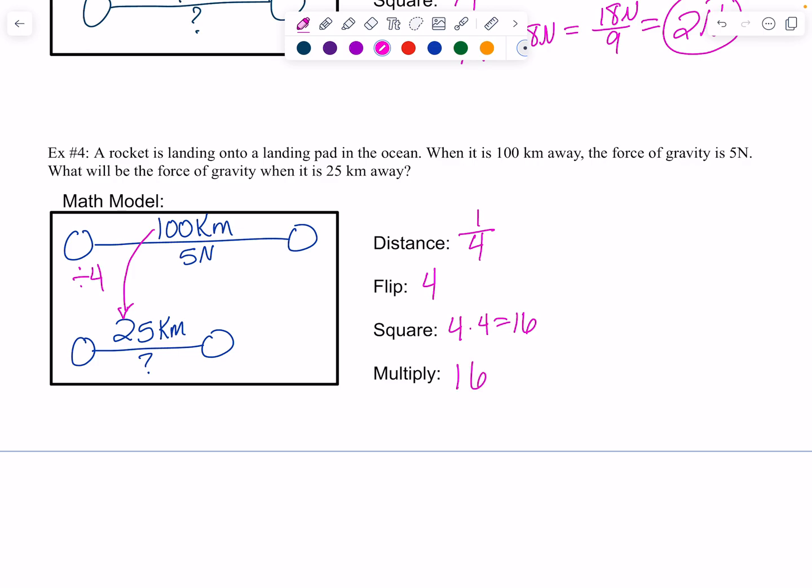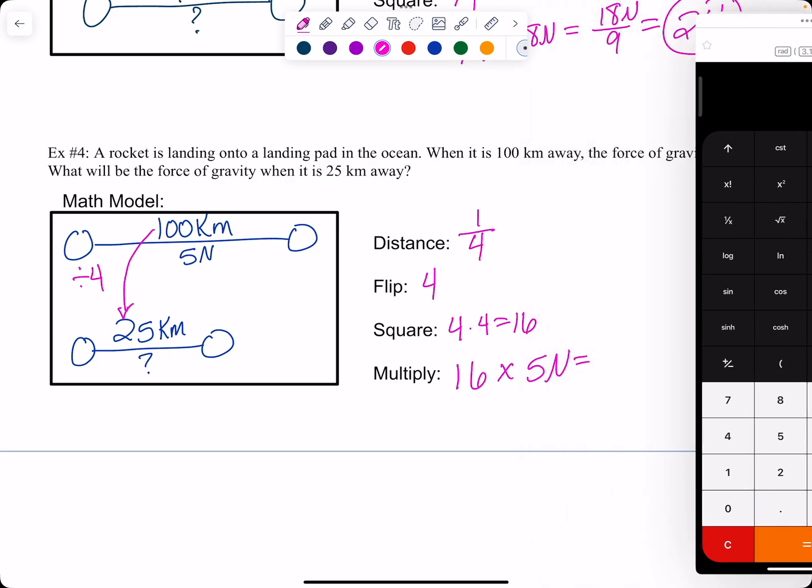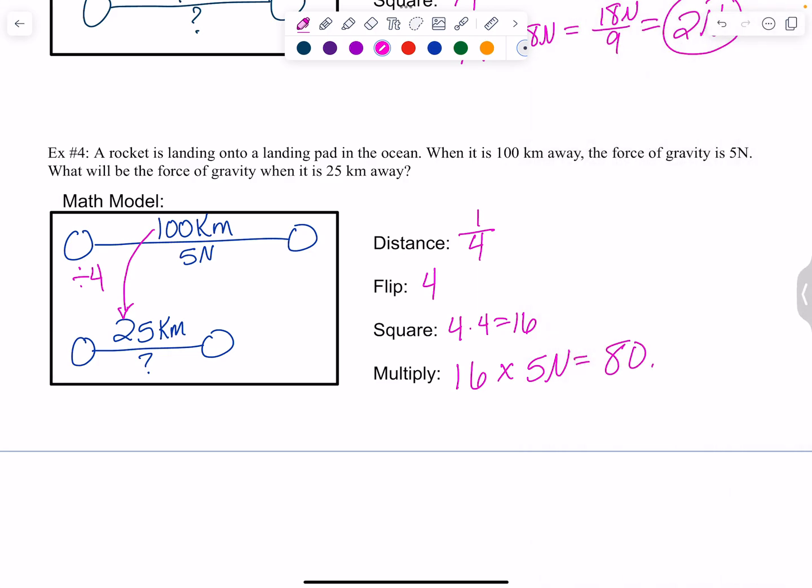So then I take 16 times the original force of gravity. The original force of gravity is that 5 newtons. And I don't know that answer. So 16 times 5 equals 80 newtons. So there you have it. That's how you solve gravity problems.